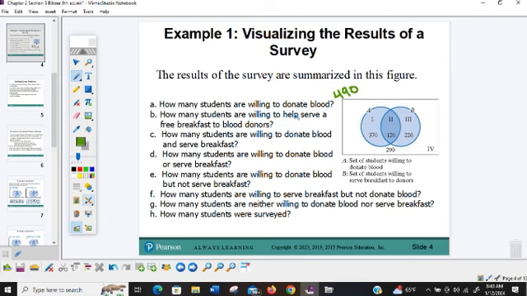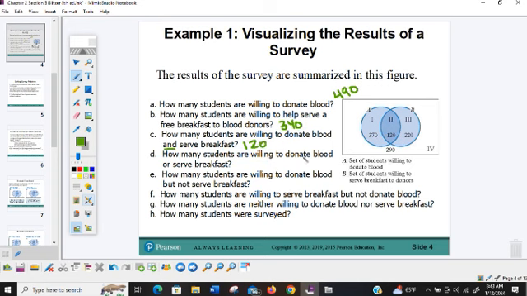B, how many students are willing to help serve a free breakfast to blood donors? Okay, that's this circle, and that would be 340. How many students are willing to donate blood and serve breakfast? Okay, those are the students that would be in both circles because it says and. So that's going to be the 120 right there in the middle.